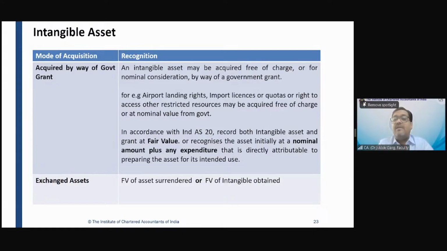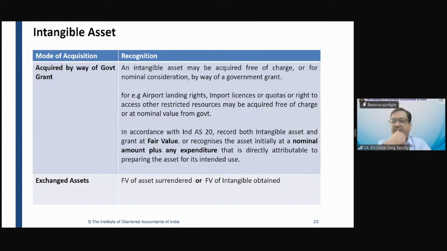For example, the government has given an import license free of cost, right? And for others, the government is charging 1 crore rupees. So what is the fair value of the import license? 1 crore. So what is the accounting entry for this license? At what value will you measure this license? At fair value. But what is the accounting entry you will pass in your books of accounts? License account debit, 1 crore.